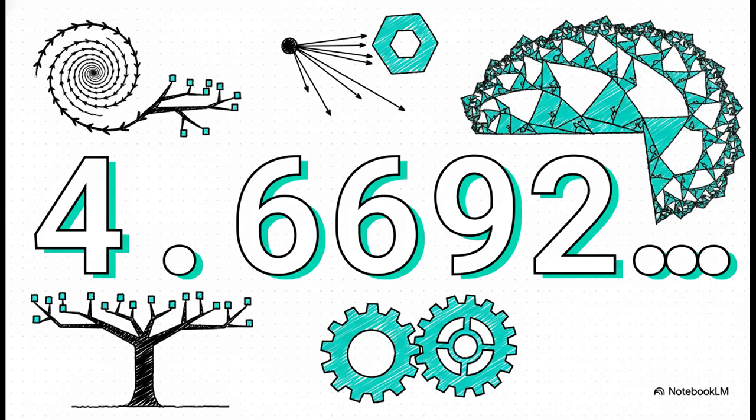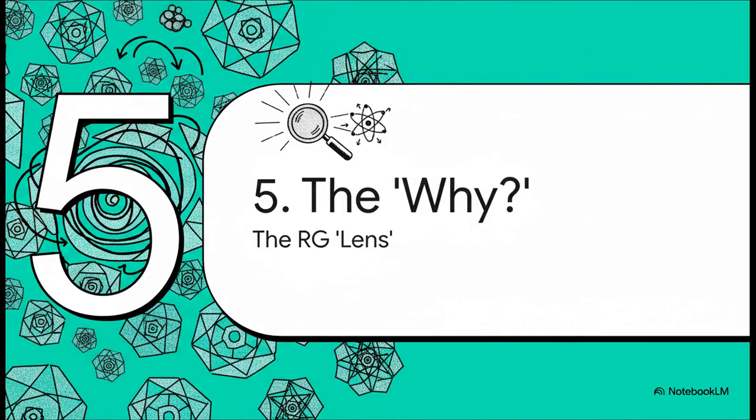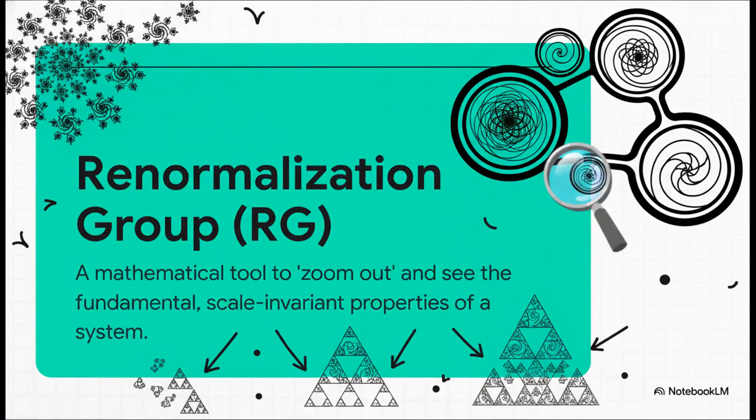It's absolutely mind-blowing. Discovering this connection is one thing, but it just opens up an even bigger question. Why? I mean, why on earth would these two completely separate mathematical concepts be controlled by the exact same universal code? Well, the answer comes from one of the most powerful and profound ideas in all of physics. It's a tool called the renormalization group, or RG for short.